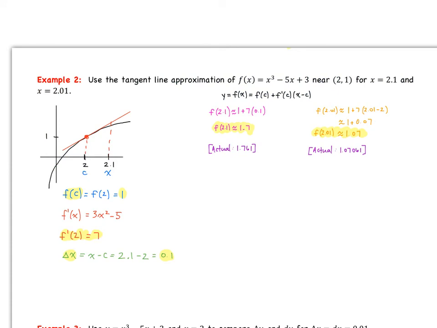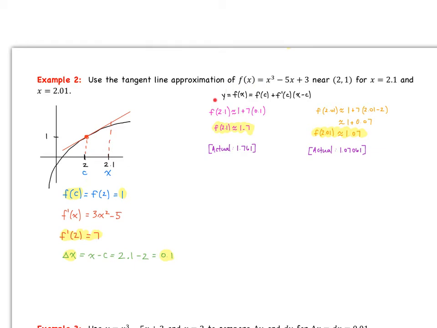Okay, let's use that concept now to use a tangent line approximation of this function, f of x equals x cubed minus 5x plus 3, near 2 comma 1. So this is where our tangent's going to be. We want x equals 2.1 and x equals 2.01, so we're going to use two approximations here. Let's quickly draw a graph. Here's f of x, and here's our tangent line at x equals 2. We're going to use this tangent line to approximate when x equals 2.1 and when x equals 2.01.